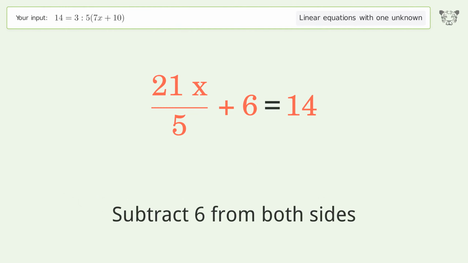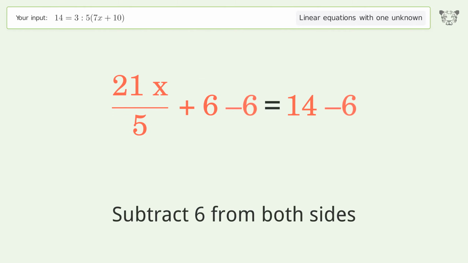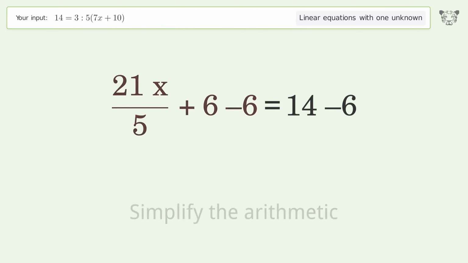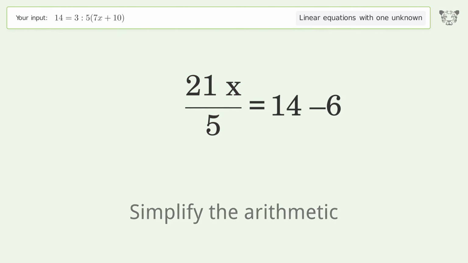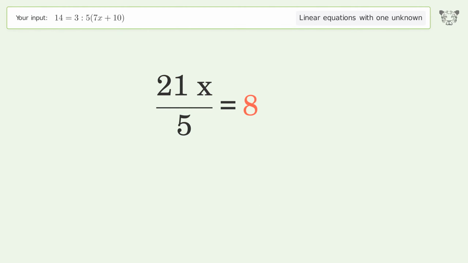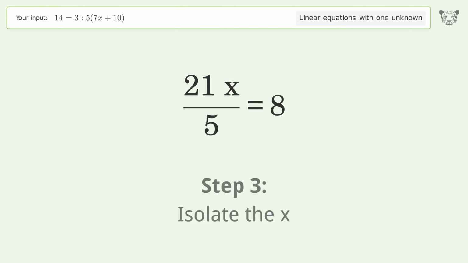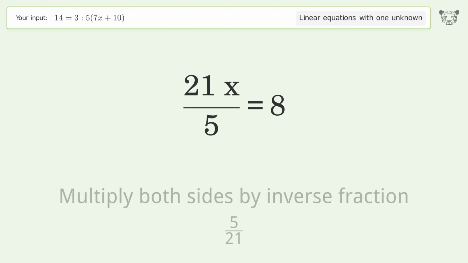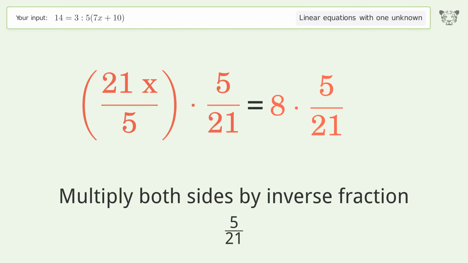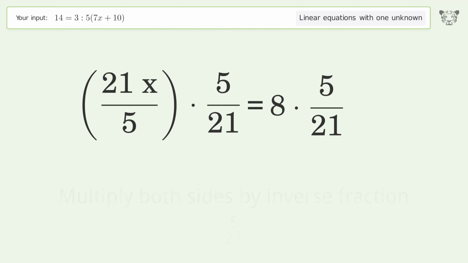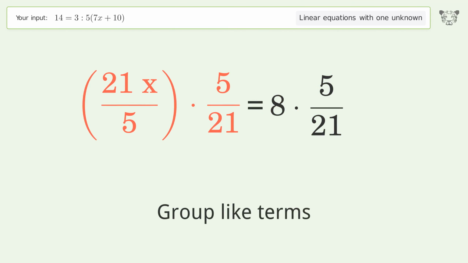Group all constants on the right side of the equation. Subtract 6 from both sides. Simplify the arithmetic. Isolate the x. Multiply both sides by inverse fraction 5/21.